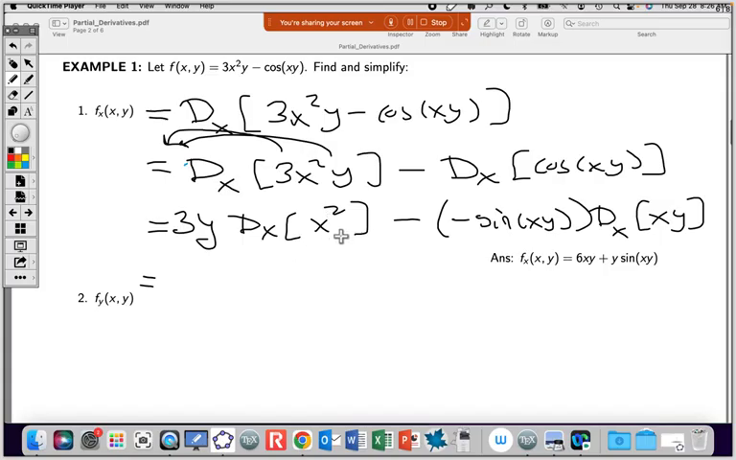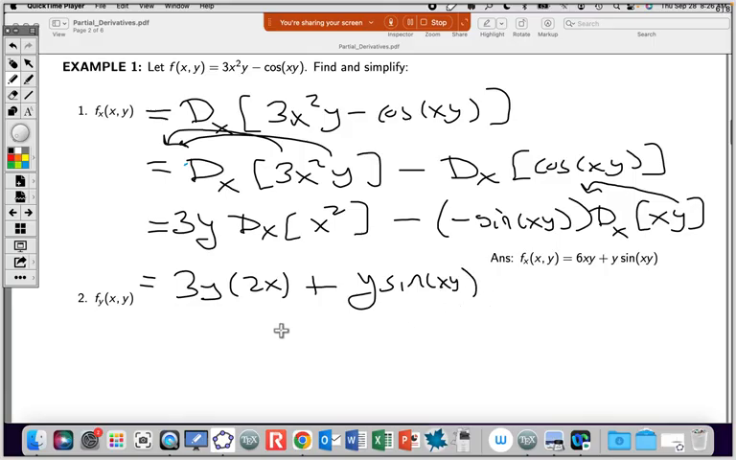Now what's the derivative of x squared? Minus a minus. And what's the derivative of x times y? Well, once again, we treat y as a constant. We can bring that out. The derivative of x is 1. And then simplifying it all together, we get 6xy plus y sine xy. So you take the derivative with respect to x, treating y as a constant. So y gets the same treatment as 3. So take a minute and see if this makes sense.